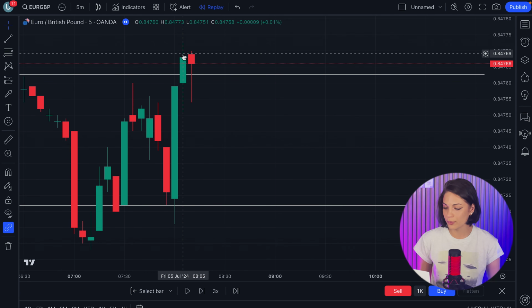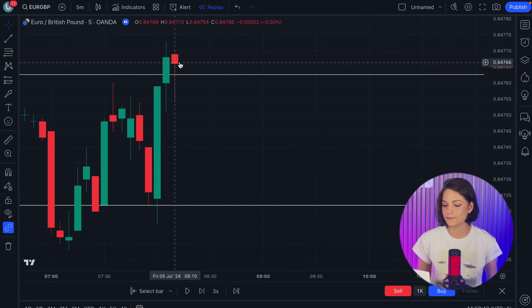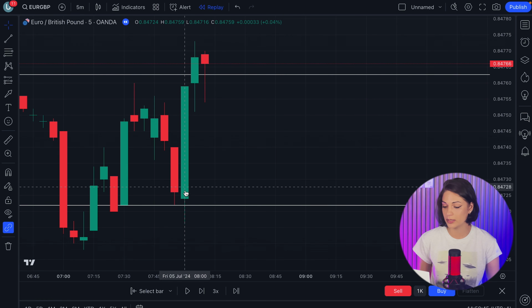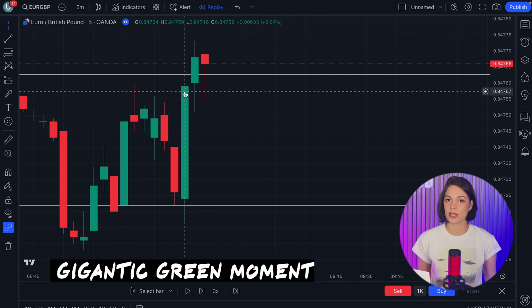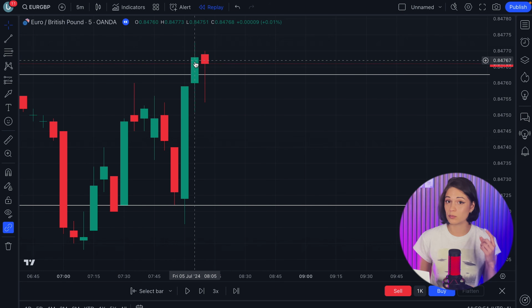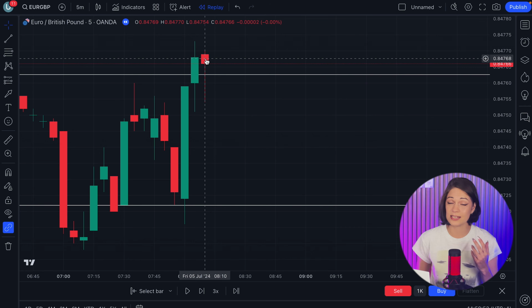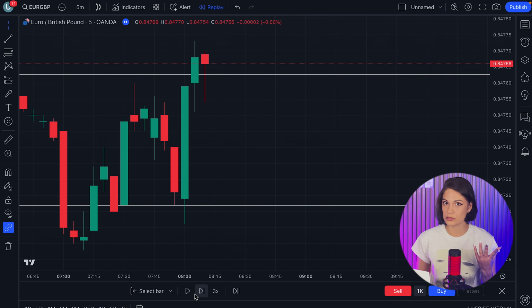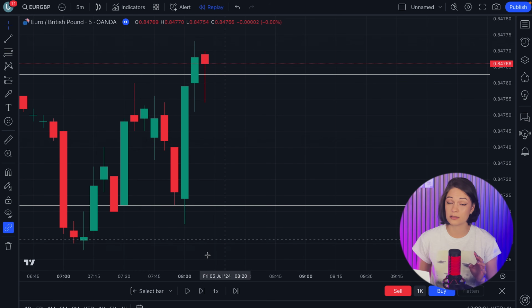So the price broke through the top level and is fixated on this spot. We see again a gigantic green momentum candlestick, but the next one is smaller, and the next candlestick is even red. So that shows us that this is not a good point, because bears are trying to get control of the market and get our price back down.